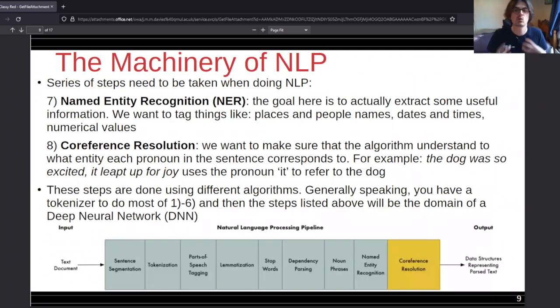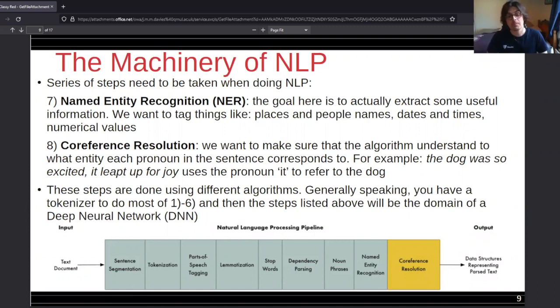Then we have two of the more neural techniques, the more interesting ones. Named entity recognition, NER. Now, the goal here is to actually extract useful information, tagging things like places, people's names, dates, times, numerical values. When I worked for a company called Receipt Bank, we did this kind of thing as well, where we were looking at receipts and we used something called optical character recognition, which is a form of NLP, to pull out VAT paid, or how much money was paid for this coffee, or what item was paid for, who paid for it, what was the card number that was used, etc.